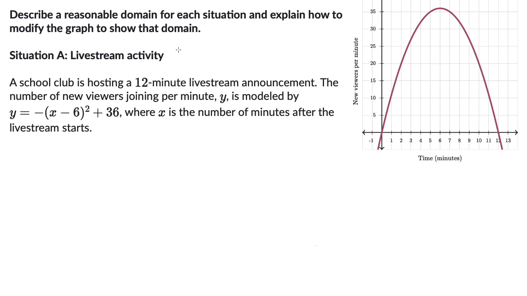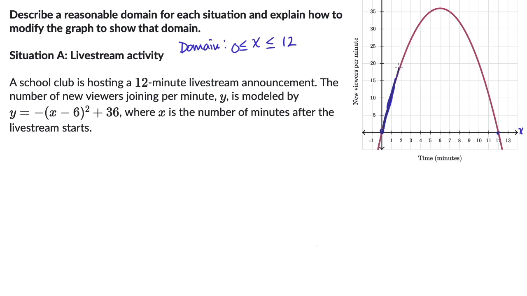So if I'm thinking about the domain here, the domain to me would be that X would be greater than or equal to 0, or 0 is less than or equal to X, which is going to be less than or equal to 12, where X is the time in minutes. This is the X-axis right over here. Now, what would that graph look like? Well, essentially, we would only be showing the part of this graph from here to here. So let me just trace that out.